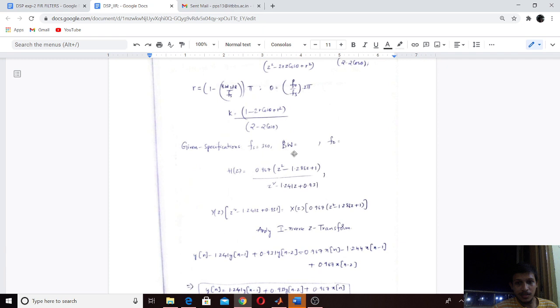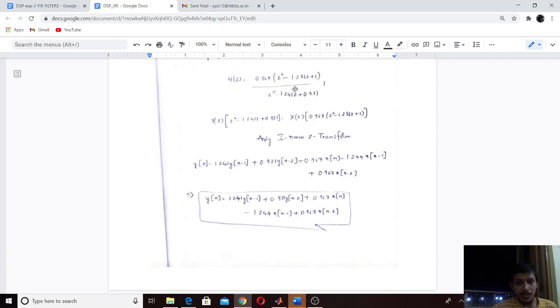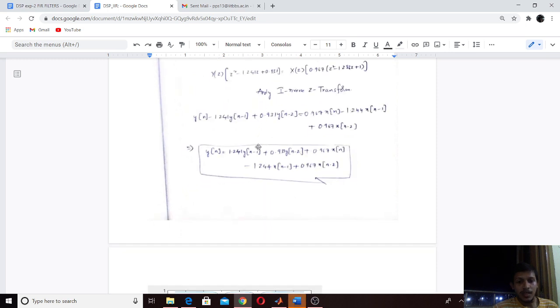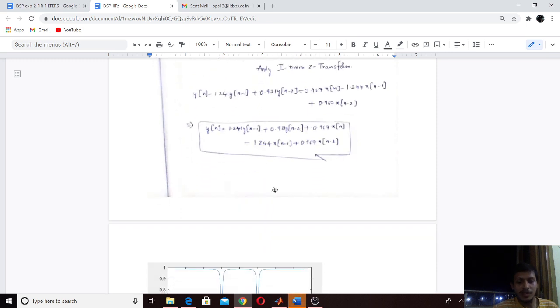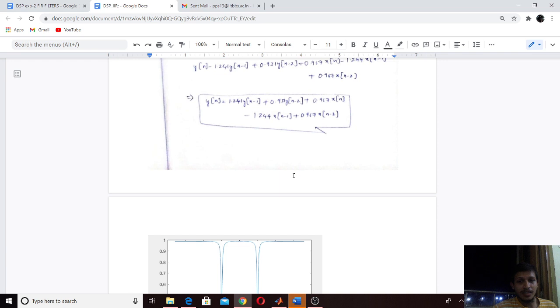Given fs is equal to 360, H of z we get is 0.967 into z square minus 1.286 z plus 1 by z square minus 1.241 z plus 0.931, and we get the difference equation as y of n is equal to 1.241 into y of n minus 1 minus 0.931 into y of n minus 2 plus 0.967 into x of n minus 1.244 into x of n minus 1 plus 0.967 into x of n minus 2.